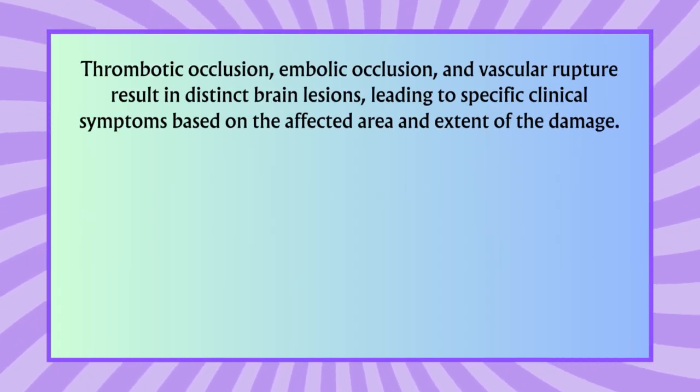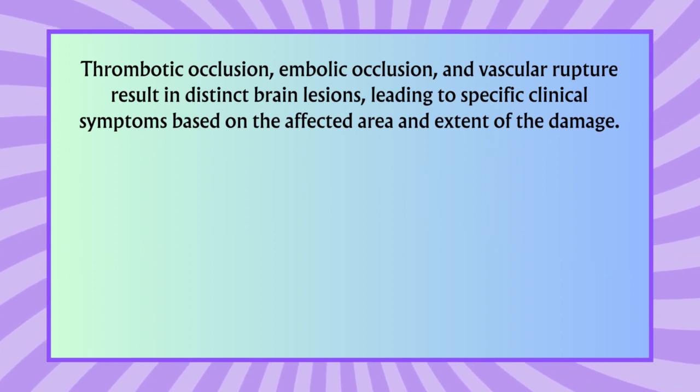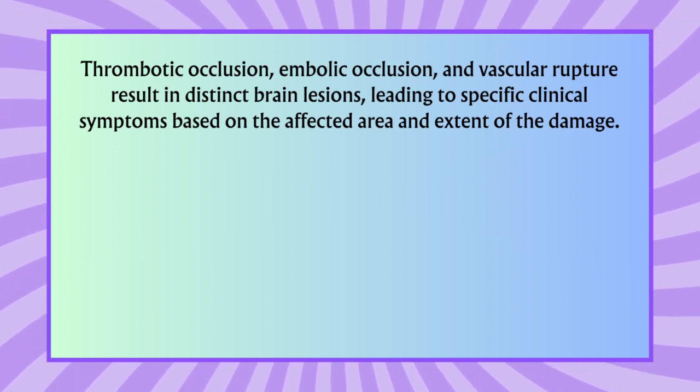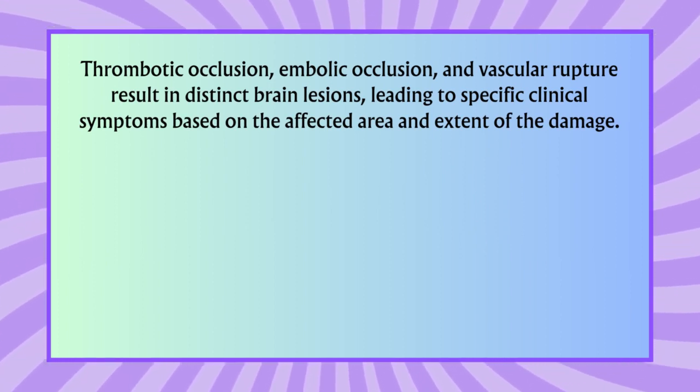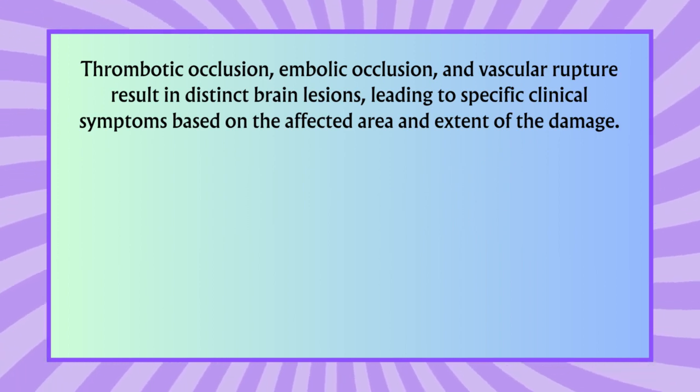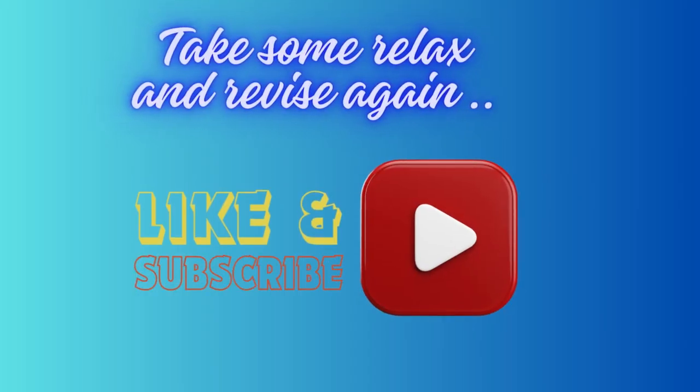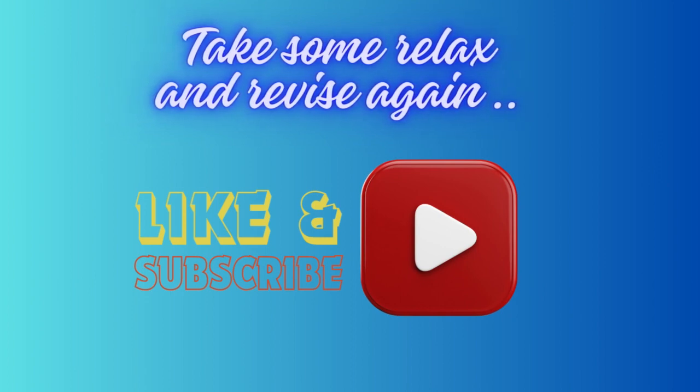20. How do different types of cerebrovascular diseases lead to distinct lesions and symptoms? Thrombotic occlusion, embolic occlusion, and vascular rupture result in distinct brain lesions, leading to specific clinical symptoms based on the affected area.